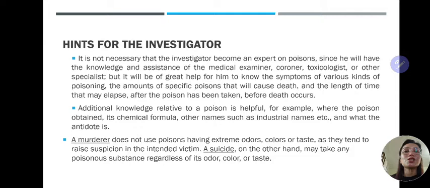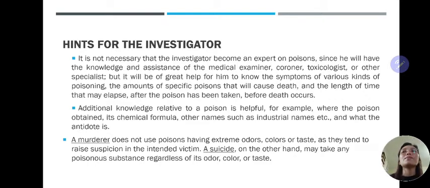So we have some hints for the investigator. It is not necessary that the investigator will become an expert on poisons. So since he will have the knowledge and assistance of the medical examiner, the coroner, the toxicologist, or other specialists. So hindi niya kailangan maging expert sa poisons. But it will be of great help for him to know the symptoms of various kinds of poisoning, the amounts of specific poisons that will cause death, and the length of time that may elapse after the poison has been taken before the death occurs.